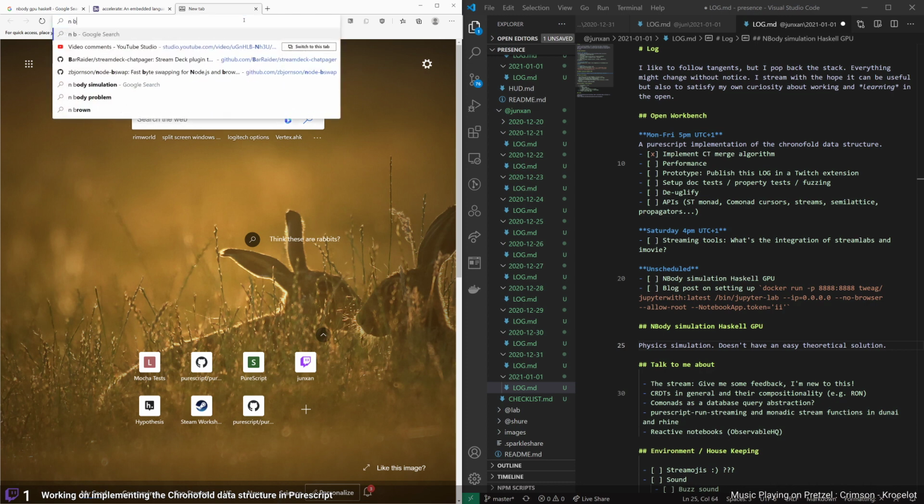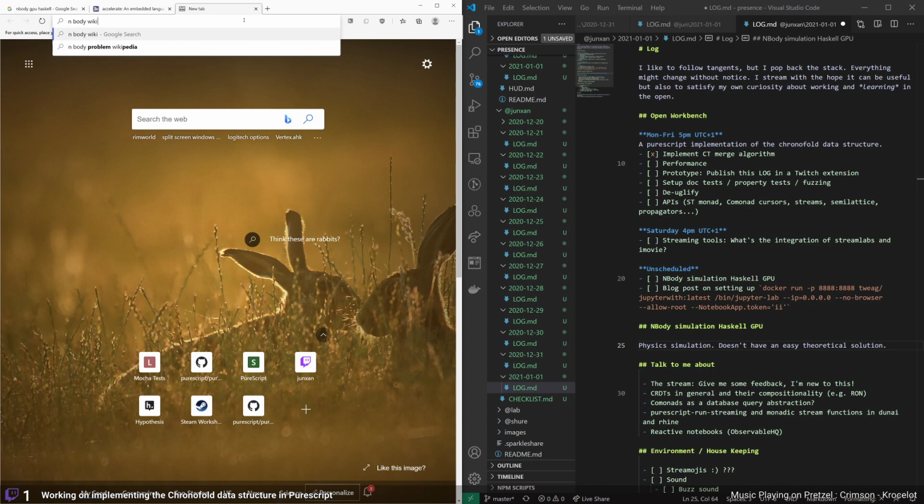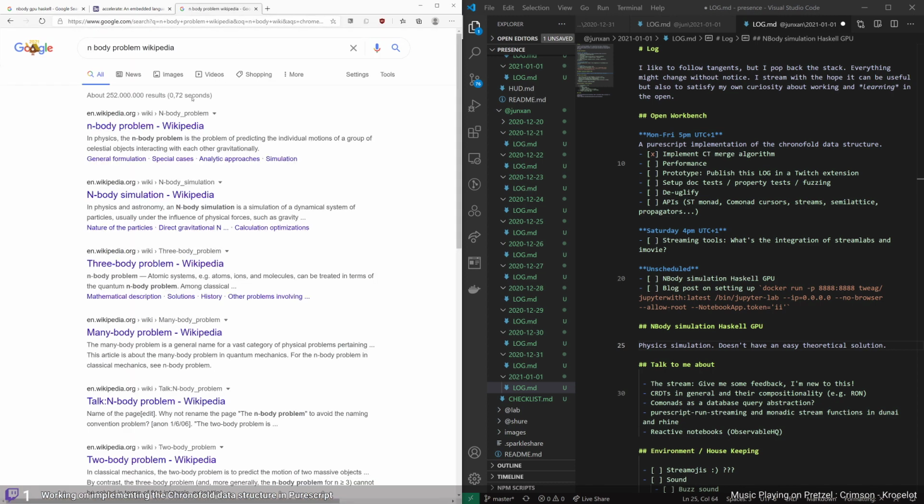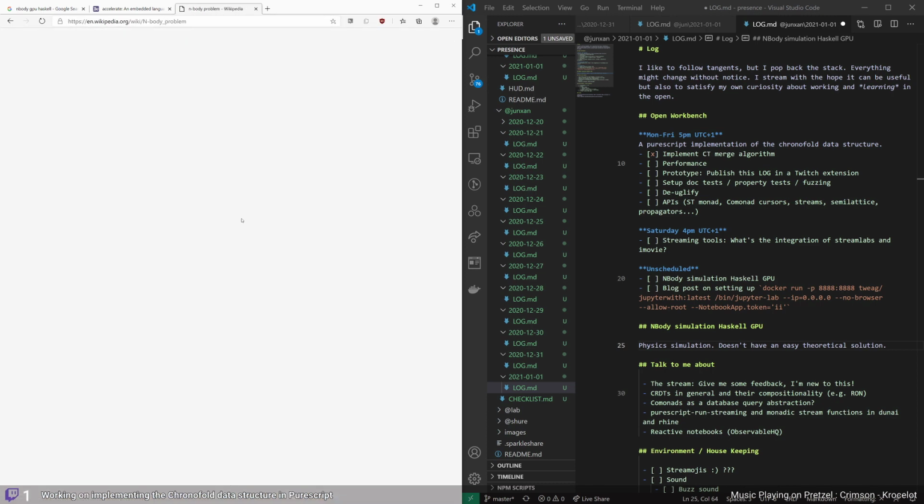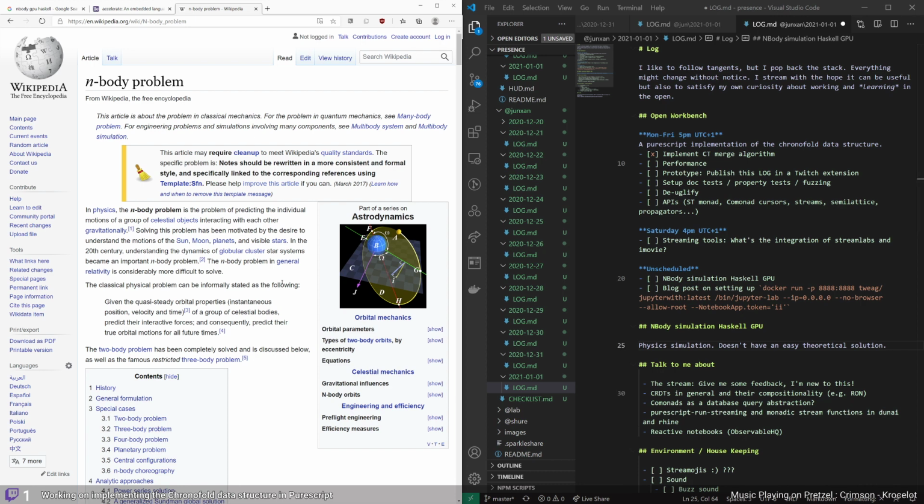So let's see what Wikipedia says about the NBody problem and see whether we've covered most of the context here. The problem of predicting the individual motions of a group of celestial objects interacting with each other gravitationally. Solving this problem has been motivated by the desire to understand the motion of the sun, moon, planets, and visible stars.